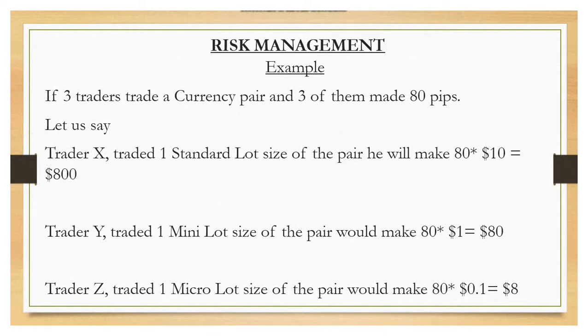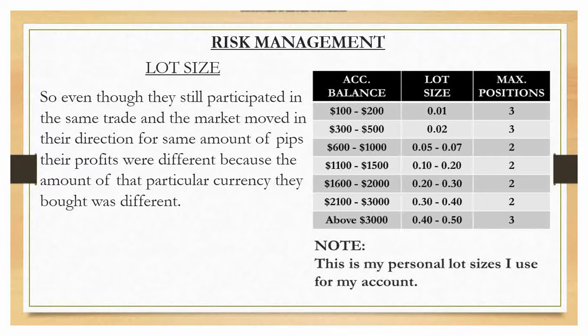If three traders trade a currency pair and all of them make 80 pips, let us say trader X traded one standard lot size of the pair, he will make 80 times $10, that is $800. Trader Y traded one mini lot size of the pair, would make 80 times $1, that is $80. And trader Z traded one micro lot size of the pair, would make 80 times $0.1, that will make $8.